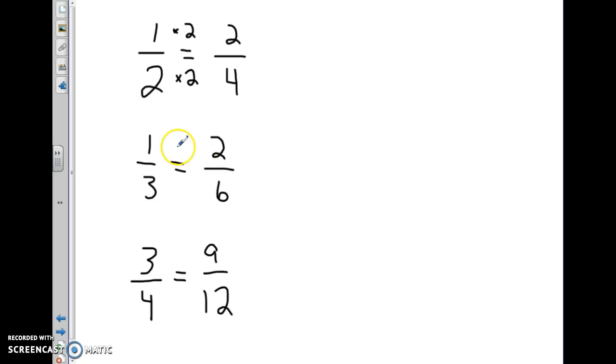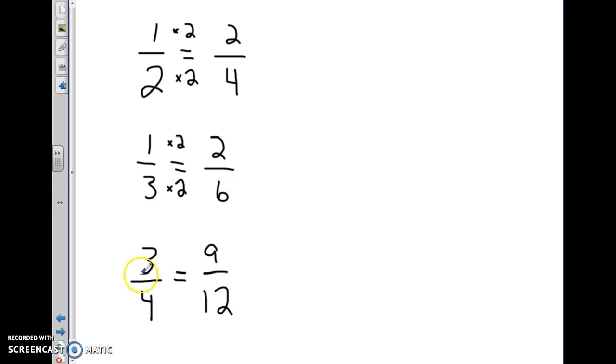so that worked, right? Then we have this 1/3. What do we do to 1 to make it a 2? Again, if we just double it, if we multiply it by 2, we get 2. What do we do to this 3 to make a 6? Oh, well, if I multiply that by 2, if I double this 3, I'll get a 6 as well.